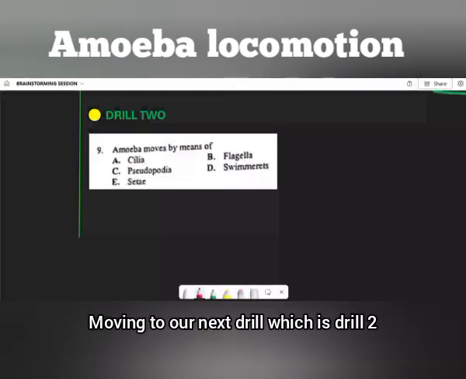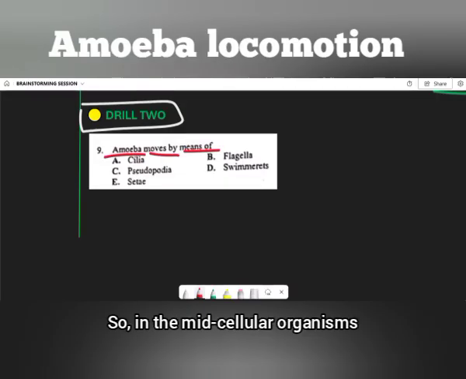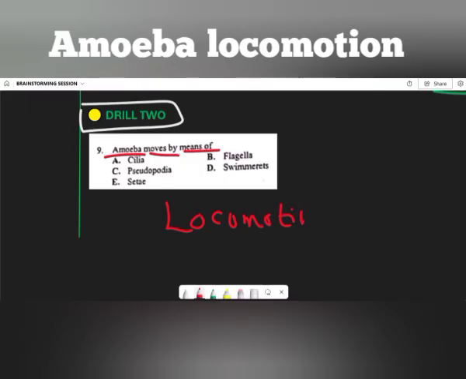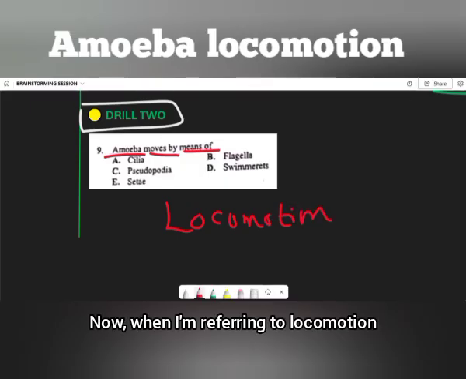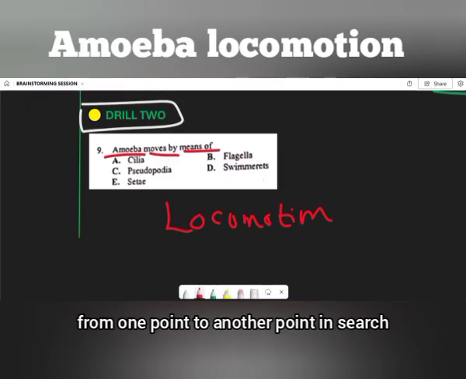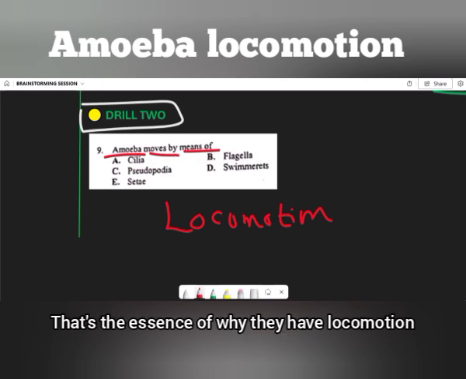Moving to our next drill, which is drill 2. In drill 2, we are given that amoeba moves by means of... In unicellular or multicellular organisms, there's always a mode of locomotion. When I'm referring to locomotion, this is the ability of organisms to move from one point to another in search of food, shelter, mate, and escape from danger. That's the essence of why they have locomotion.